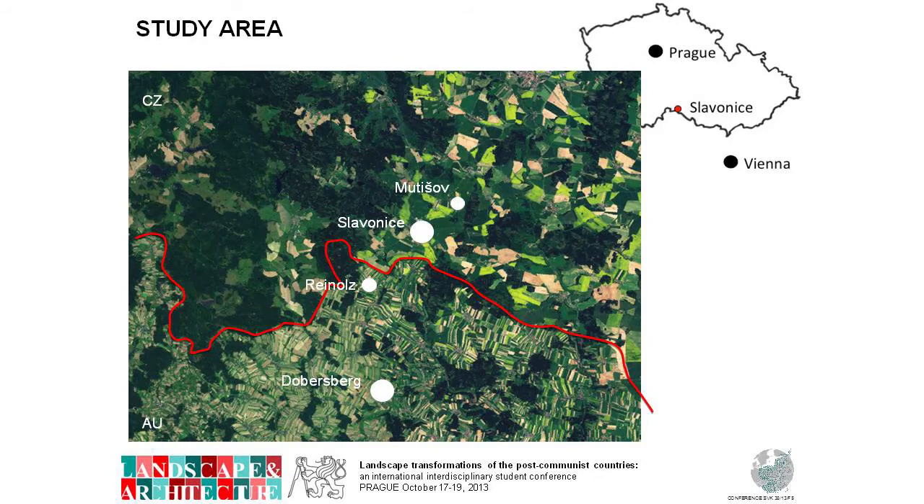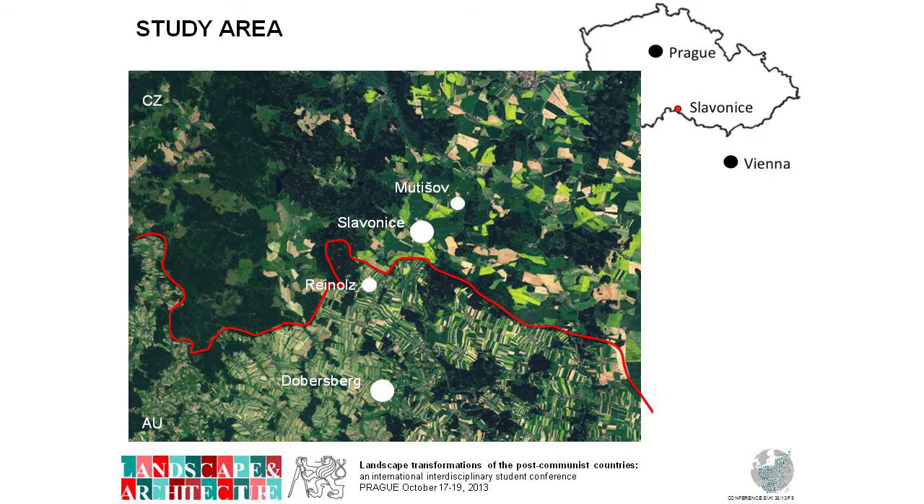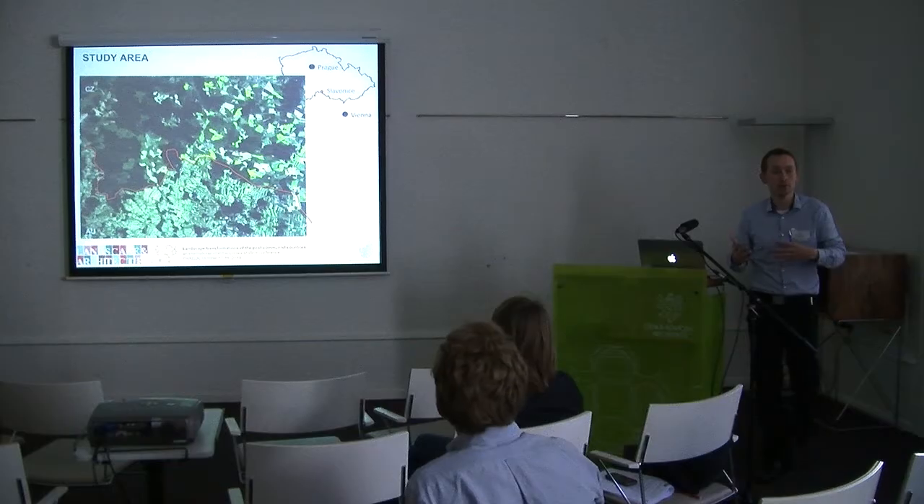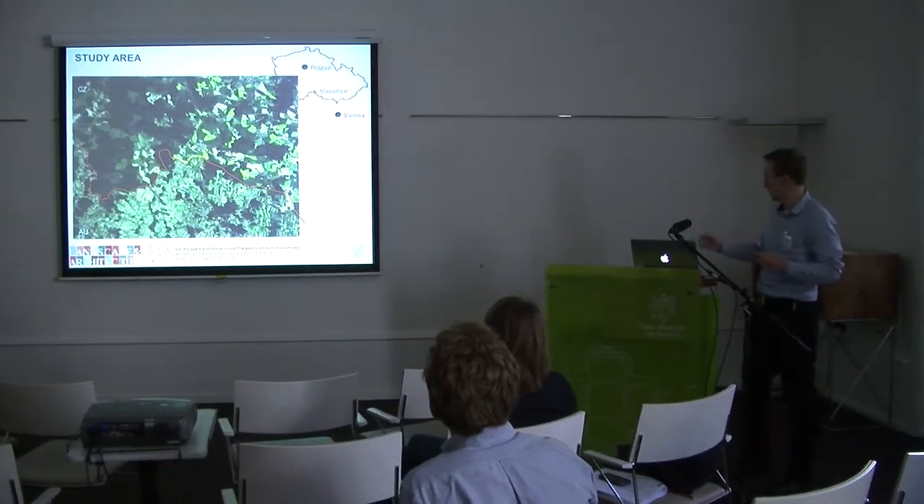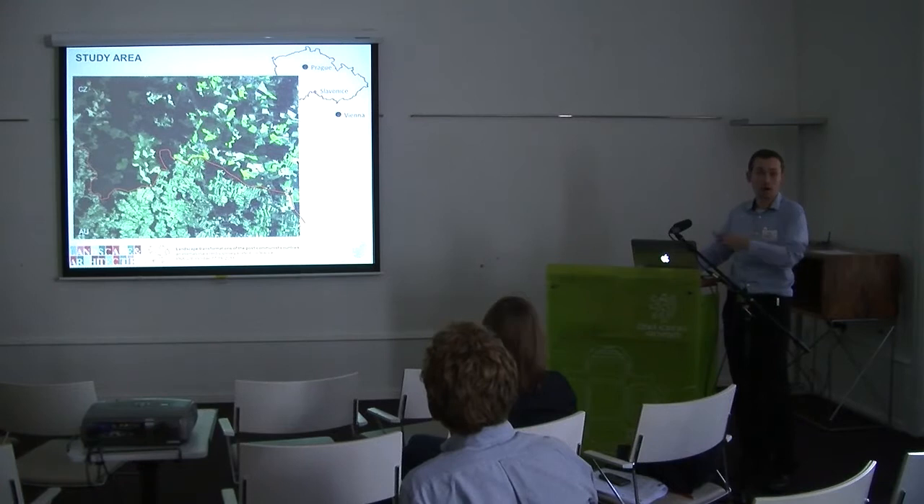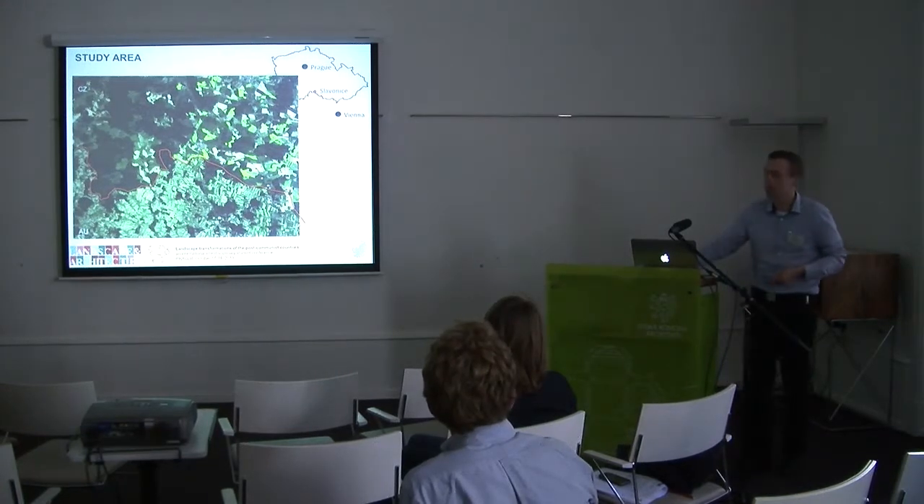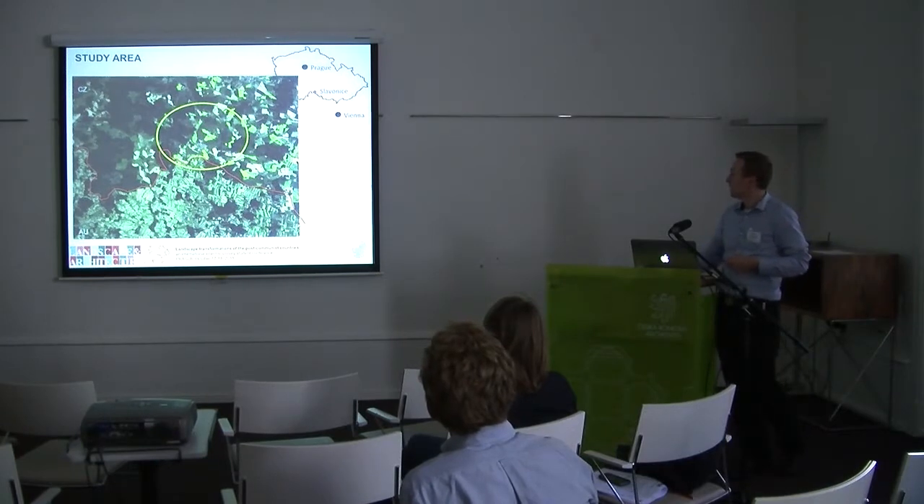So our area of interest is situated on the border. As you can see on this map, the border is pretty clear. The management is kind of different on the Czech and Austrian side, and, as I'm going to talk about, it's also because of that historical development. This is the area of interest.